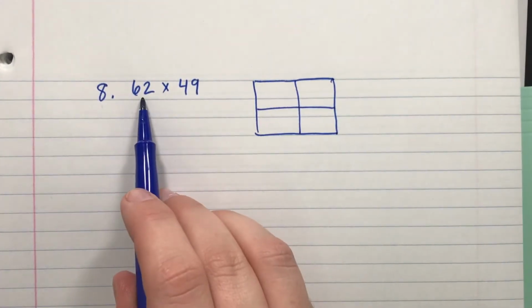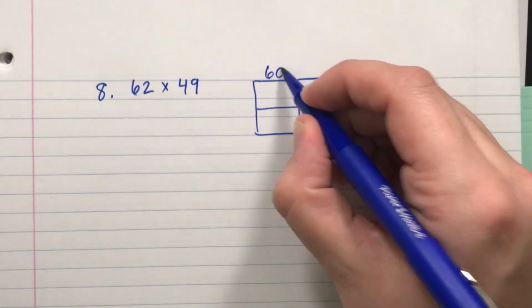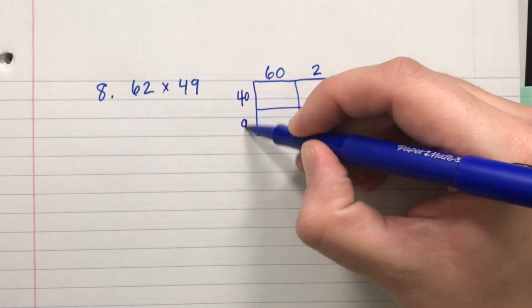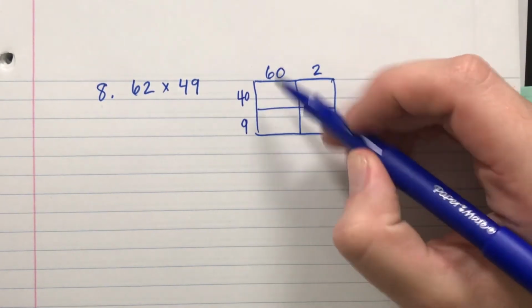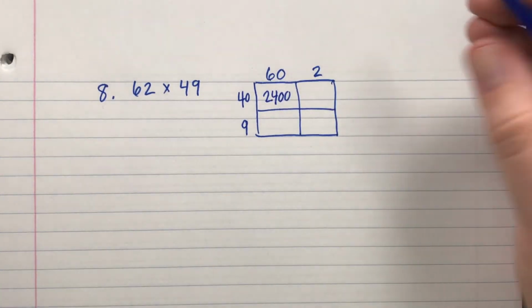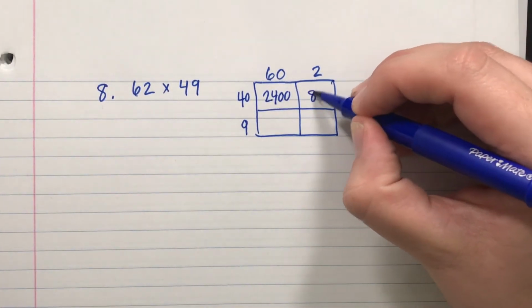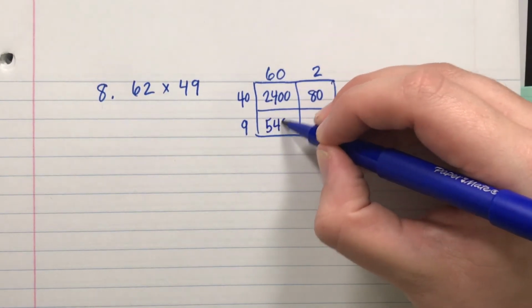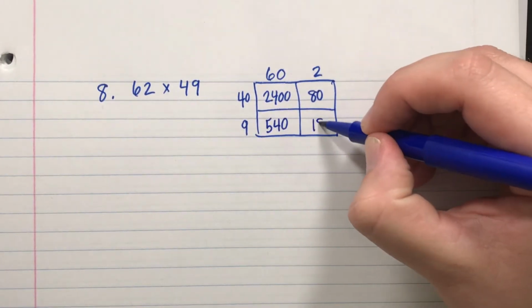So in expanded form, 62 is 60 and 2, and 49 is 40 and 9. So 40 times 60 is 2,400. 40 times 2 is 80. 60 times 9 is 540. And 9 times 2 is 18.